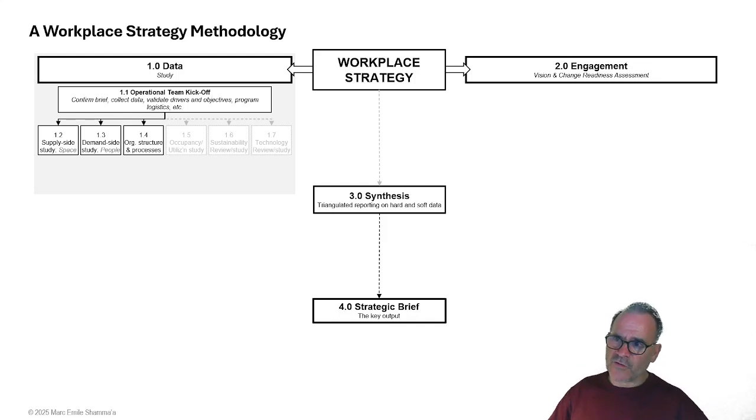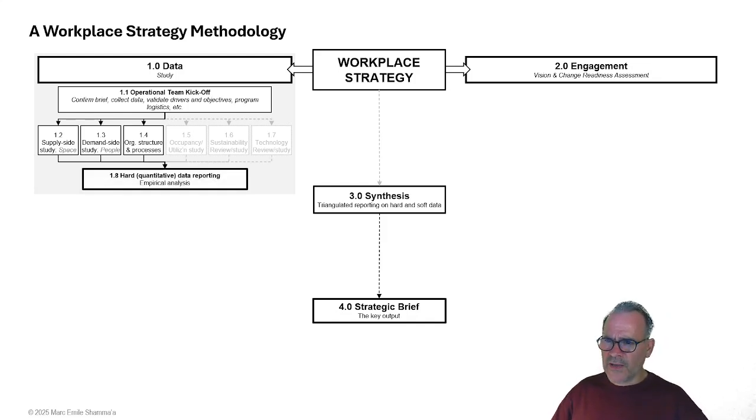But that's the essential spectrum of the desktop data that we need to study, and that gives us an empirical understanding of the organization and what I would call hard and quantitative data that would be reported. So in practice, no one should be able to argue with it. These are the facts. And on its own, this study should tell us what the art of the possible might be. We can go from do nothing to go completely nuts and make a massive transformation of the organization. All of that on paper would be possible, but only if the people buy into it. So that brings us to the engagement piece.